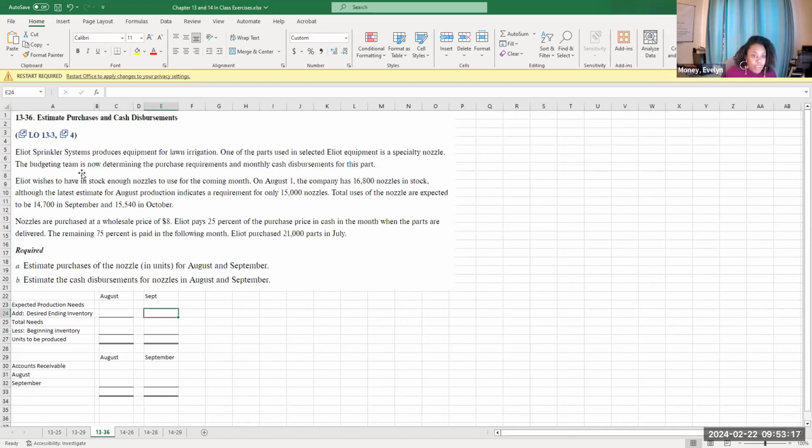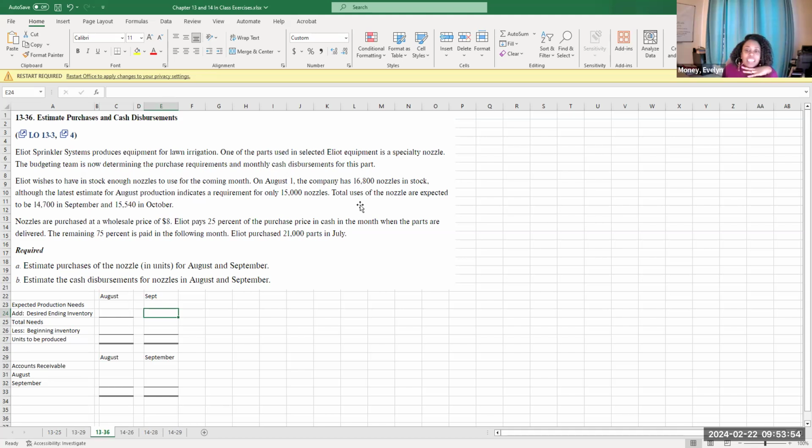In the next one, we have Elliott Sprinkler Systems producing equipment for lawn irrigation. One of the parts used in some of Elliott's equipment is a specialty nozzle. You would think I don't know how to read. The budgeting team is now determining the purchase requirements and monthly cash disbursements for this part. What's throwing me off is that Elliott should have 2 L's, not 1. Elliott wishes to have in stock enough nozzles to use for the coming month.